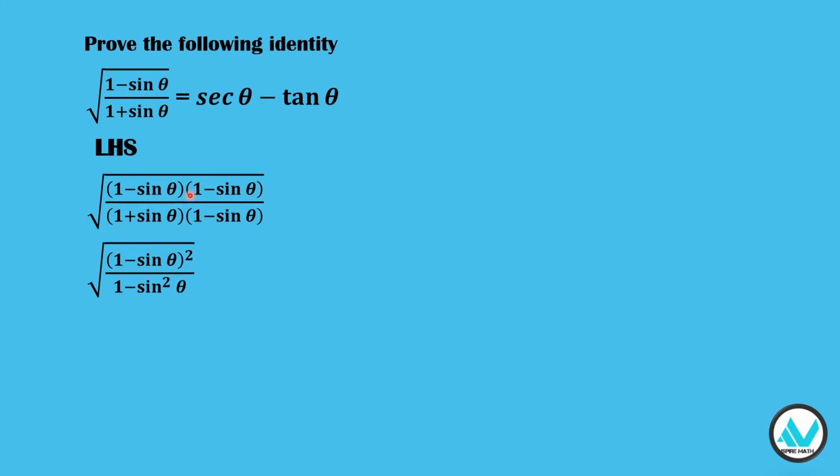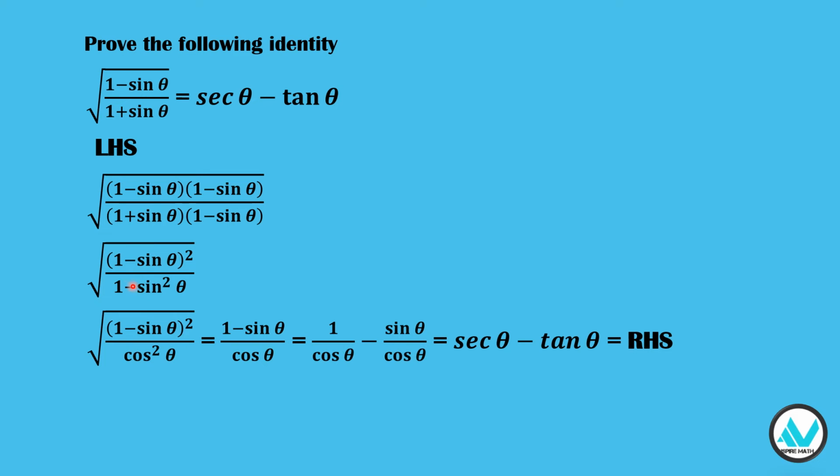My next step will be 1 minus sine theta into 1 minus sine theta gives me (1 minus sine theta) the whole square, and here apply the identity (a plus b) into (a minus b), so a square minus b square, which gives me 1 minus sine square theta. My next step, I'm going to write root of (1 minus sine theta) the whole square as it is, and here I'm going to apply the identity, that is 1 minus sine square theta is nothing but cos square theta. Now the square and the root get cancelled. I'll be left with (1 minus sine theta) by cos theta.